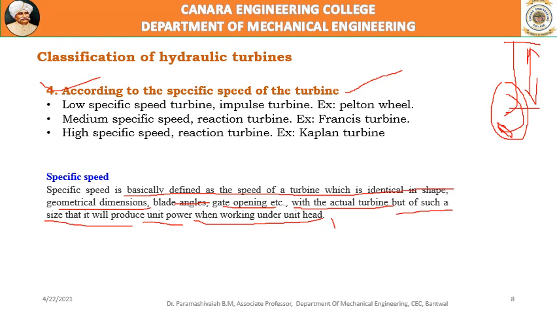Okay. So here, based on the specific speed, turbines are classified into low specific speed turbines, example, Pelton wheel; medium specific speed turbines, example, Francis turbine; then the third one is high specific speed turbines, they are Kaplan turbines. These are the different ways in which we can classify the water turbines.